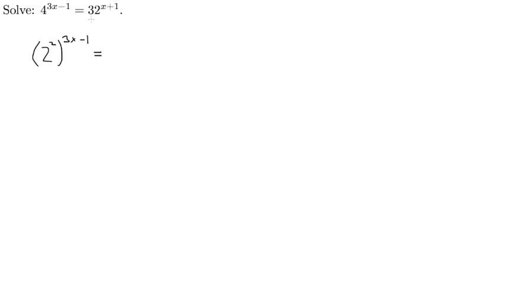I'll do a similar thing with 32. I'm pretty sure it's a power of 2, but maybe I'm not certain, so let me make some scratch work here. 2 times 2 is 4, times 2 is 8, times 2 is 16, times 2 is 32. So this is 2 to the 1, 2, 3, 4, 5th power. So it's 2 to the 5th power to the x plus 1 power. See what I did here? 4 became 2 squared, 32 became 2 to the 5th.